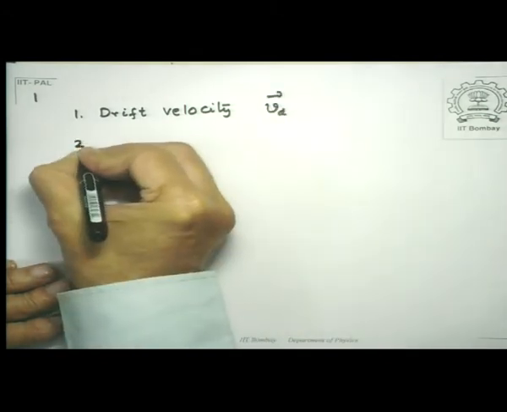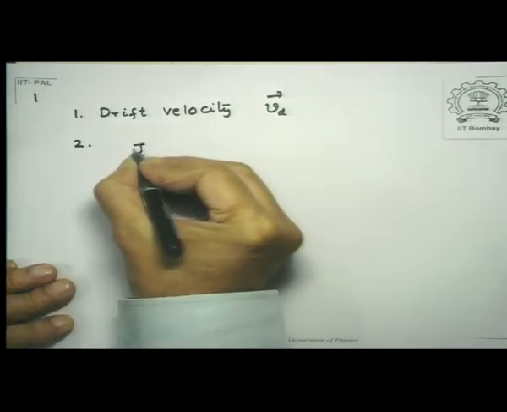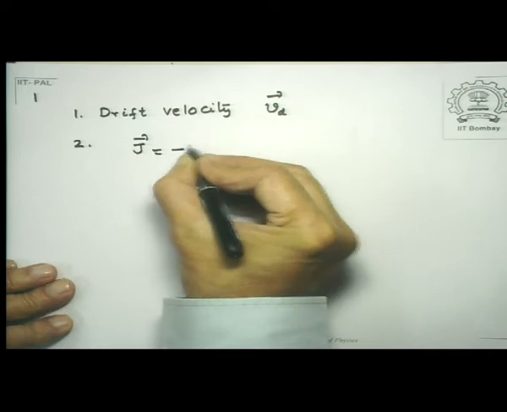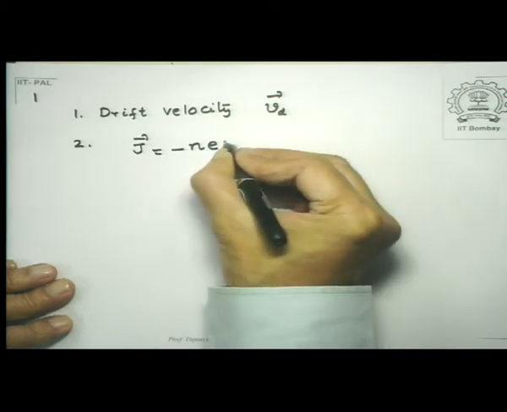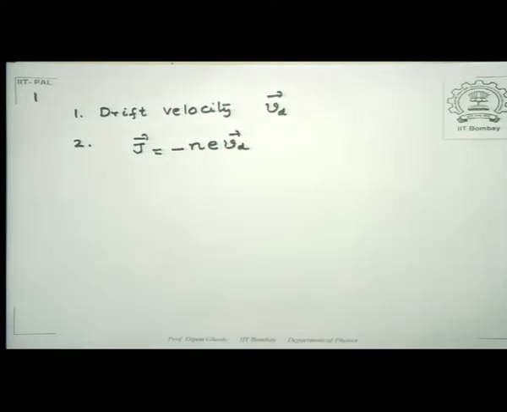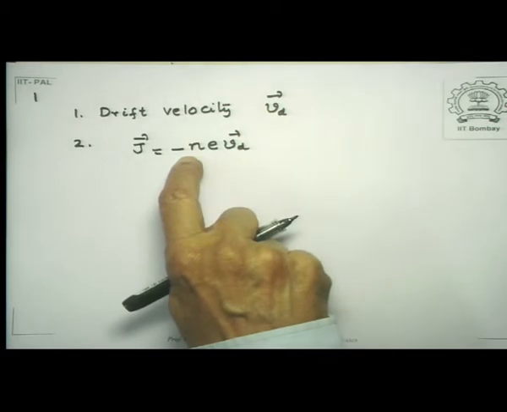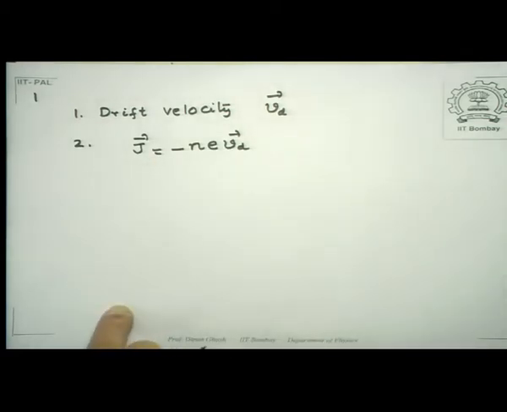We had obtained a relationship between the drift velocity and the current density by saying that J is related to the drift velocity by minus N e Vd, where N is the number density of electrons, e is the charge, and this J and the drift velocity have a relative minus sign between them. That is simply because we are talking about the velocity of electrons, whereas the positive current is defined as the current in which the direction in which the positive charges move.